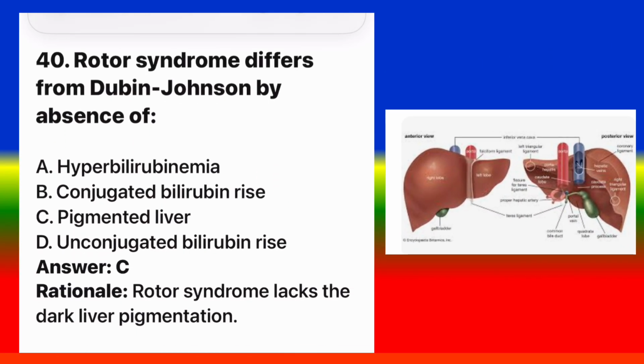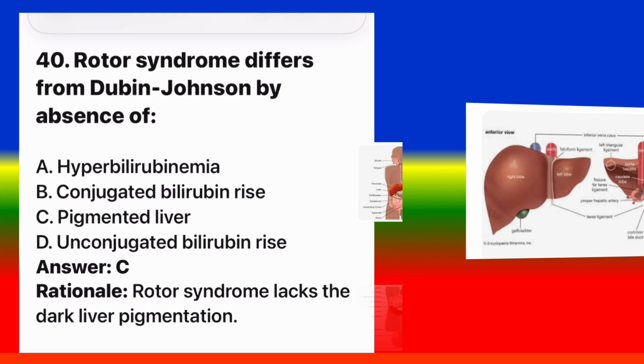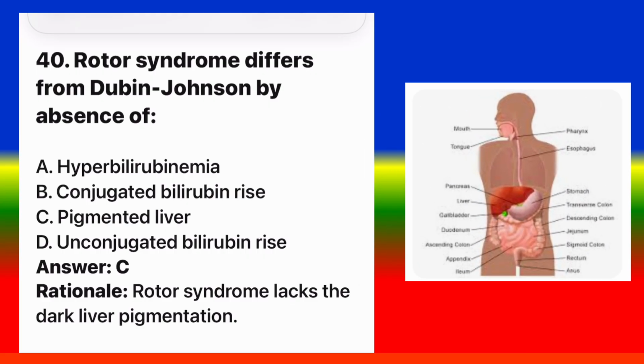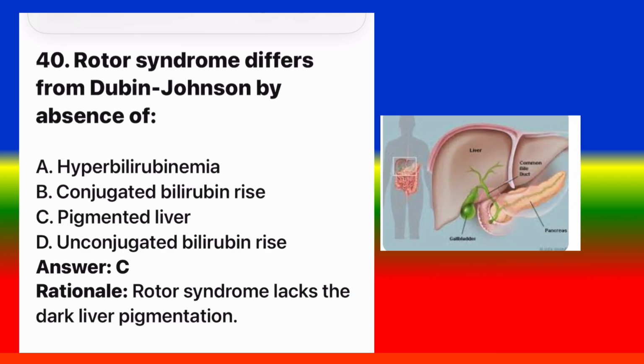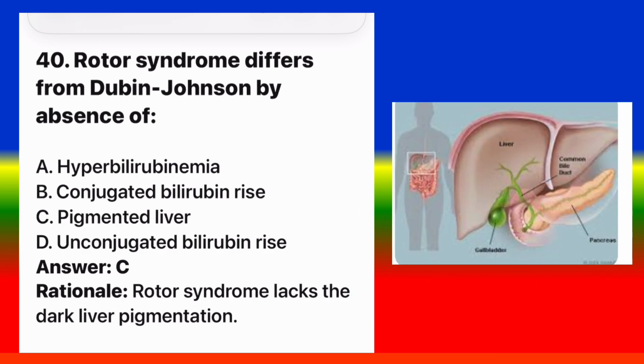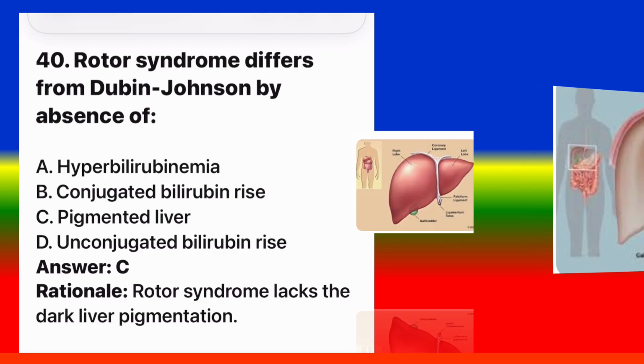40. Rotor syndrome differs from Dubin-Johnson by absence of A. Hyperbilirubinemia, B. Conjugated bilirubin rise, C. Pigmented liver, D. Unconjugated bilirubin rise. Answer C. Rationale: Rotor syndrome lacks the dark liver pigmentation.